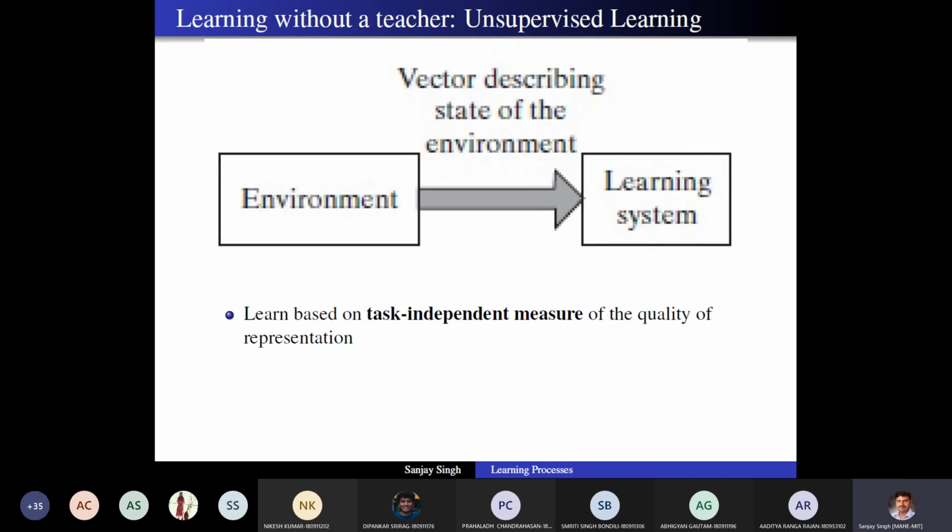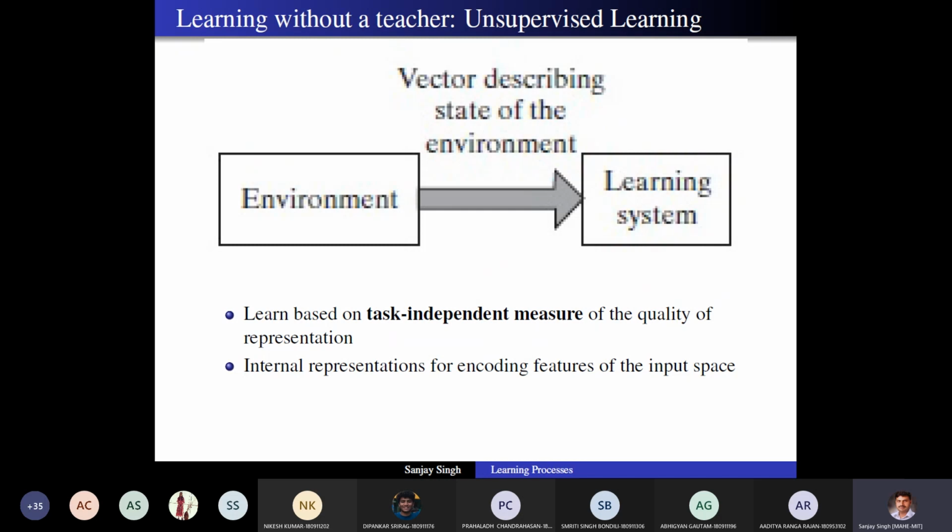Okay. Now, in the same category, that is learning without a teacher, there is the traditional way, what we call unsupervised learning. Here you have an environment and your learning system, and a vector describing the state of the environment. That's all. So it learns based on a task independent measure of the quality of representation. We'll see this. An internal representation for encoding features of the input space. You try to find out what is happening.